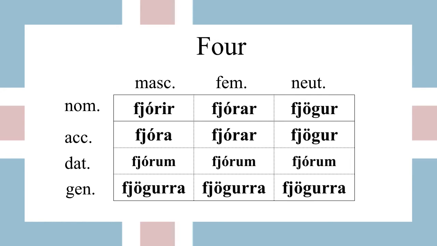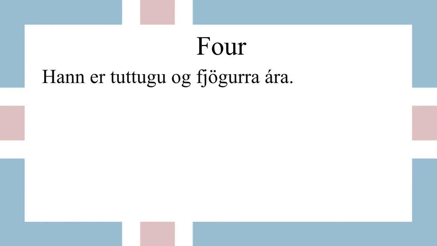So we're only going to look at one example for the word 4, and it's going to have to do with that genitive form. Hann er 24 ára, which means he is 24 years old. Notice here, we're talking about a number greater than 4. We're talking about 24. In Icelandic, whenever we use a number that ends with 1, 2, 3, or 4, we're going to have to use these forms that we've been looking at here.